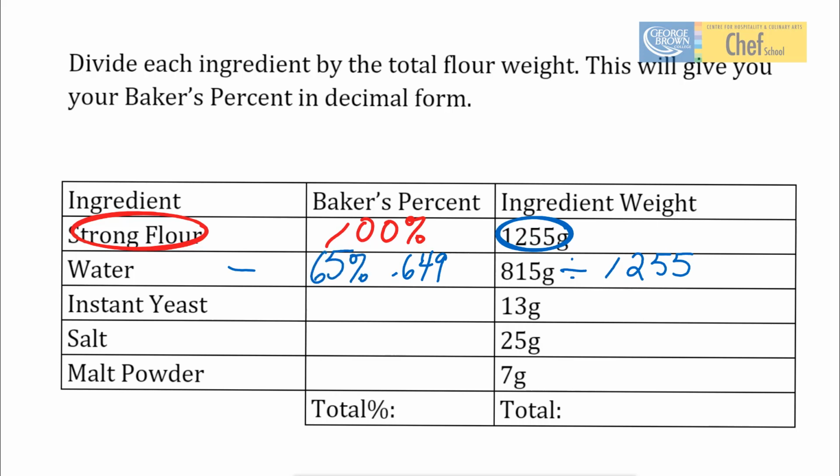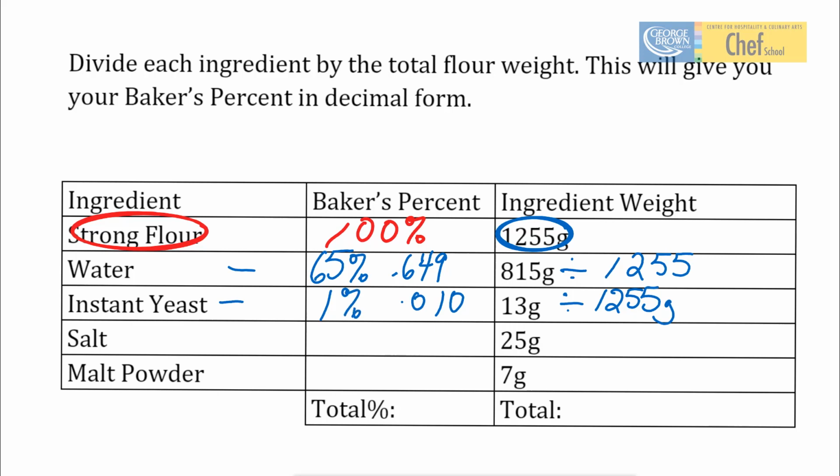So let's call that 65%. We want to calculate our percentage of our yeast. So it's going to be 13 grams divided by 1,255 grams. That is the weight of the flour. So that comes out to 0.010. We're going to call that 1%.